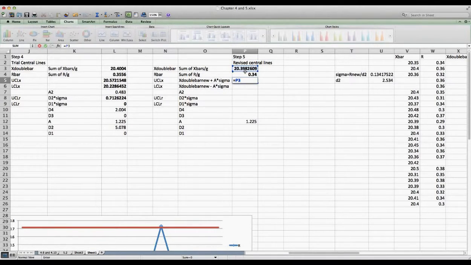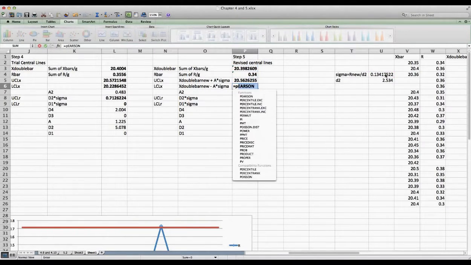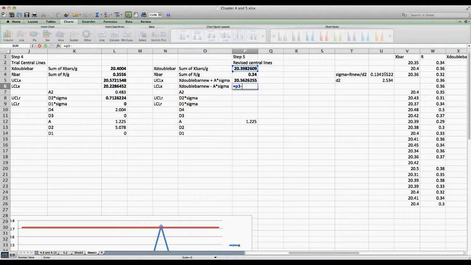Got it. Okay, so I'm going to calculate the upper control limit, and take this value, this value, plus this A value here times D2. I'm all over the place. Times this sigma value. Okay, we do the same thing here, P3 minus the sigma value times A. Okay, got it. Check, check, check, check.